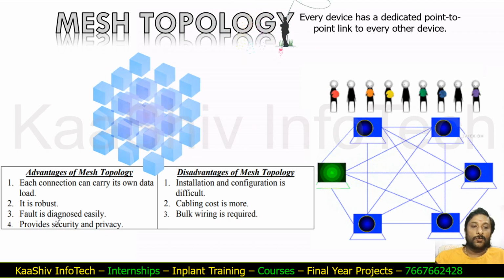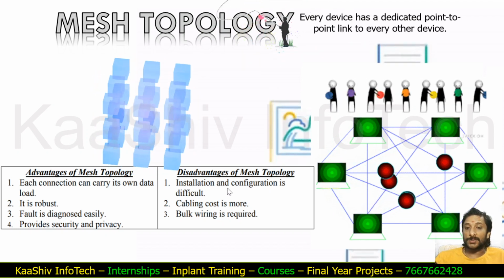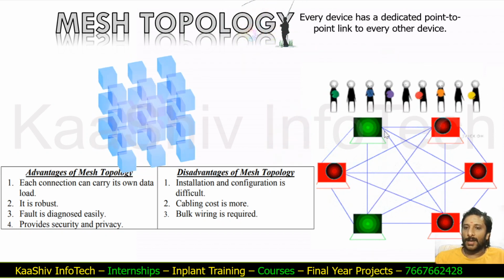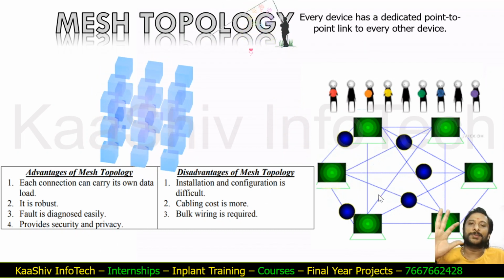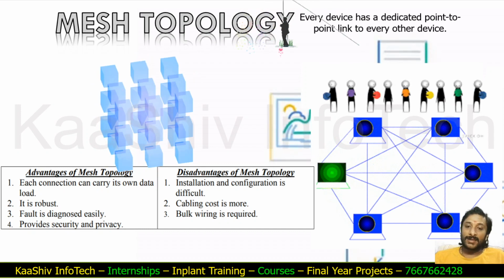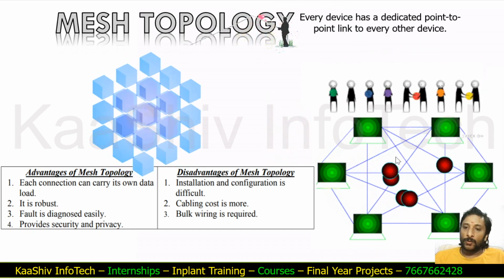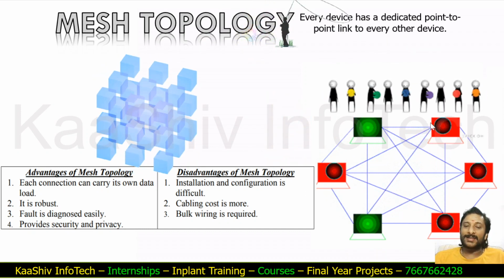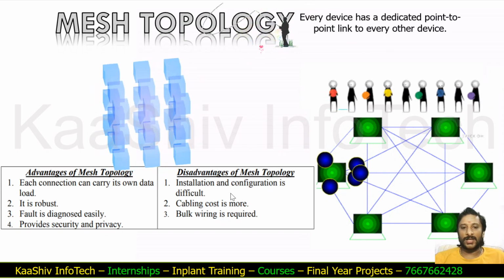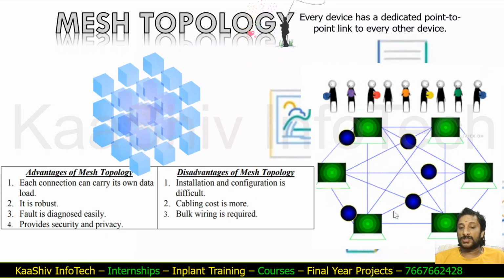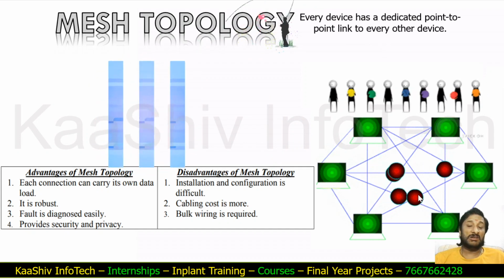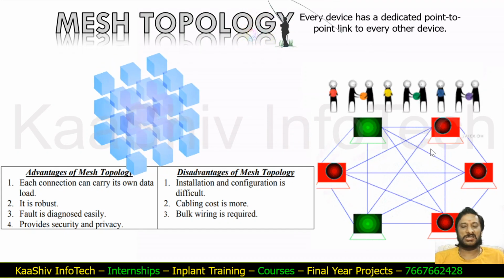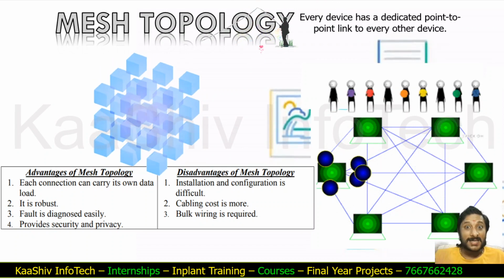So it is robust. Faults are easily diagnosed because I can find which link has the problem. It provides security and privacy, superb security, because the data from this one will go only to this one. It won't go via another one. That's the advantage. But the installation and configuration are very tough and really costly. Bulk wiring is required. It's a real mesh. A mesh is a real mess.